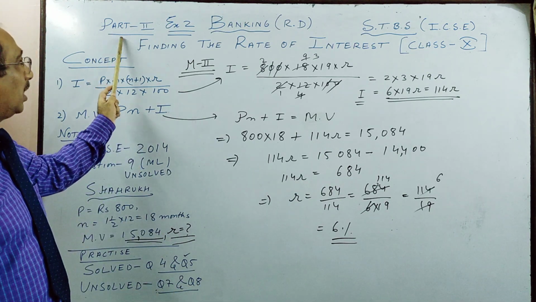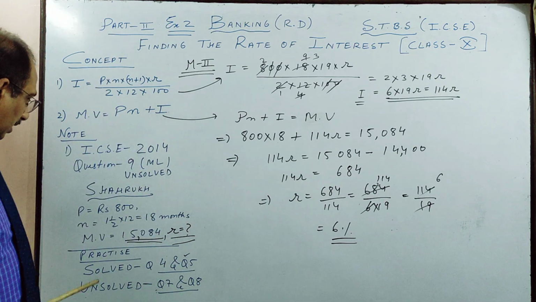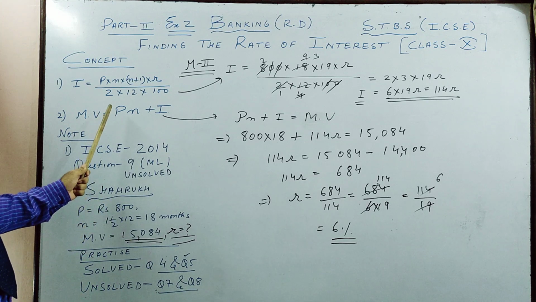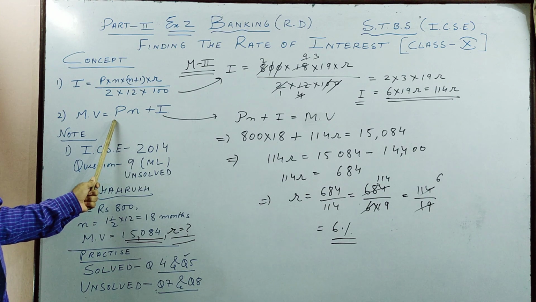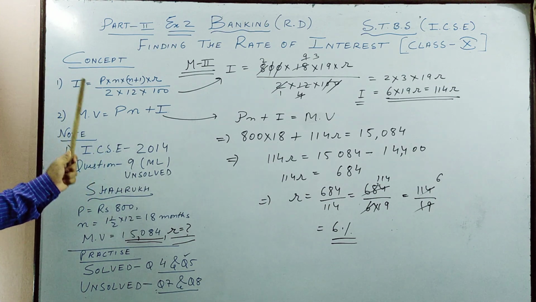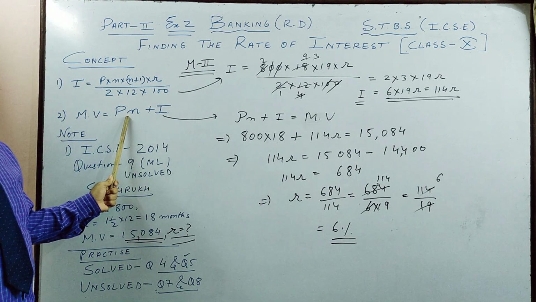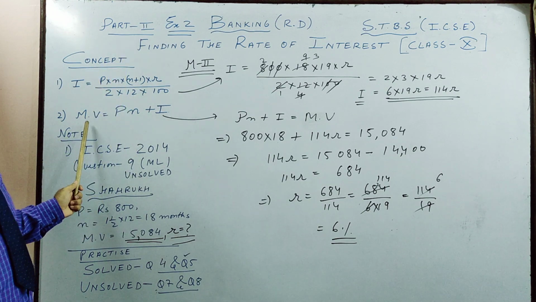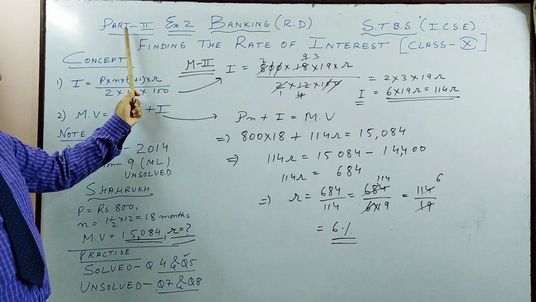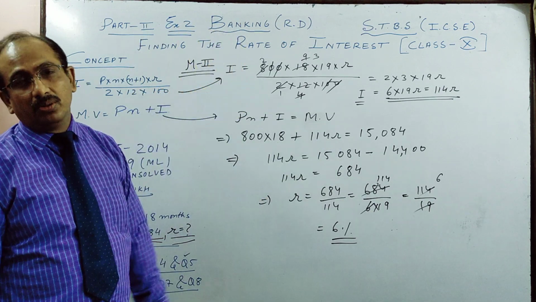So this was my part 2 video. Part 3 I will deal with finding P, that is monthly installment, and part 4 will be on finding the time. So this is my part 2. If you want to see how to find maturity value, you see part 1 of the banking video for that.